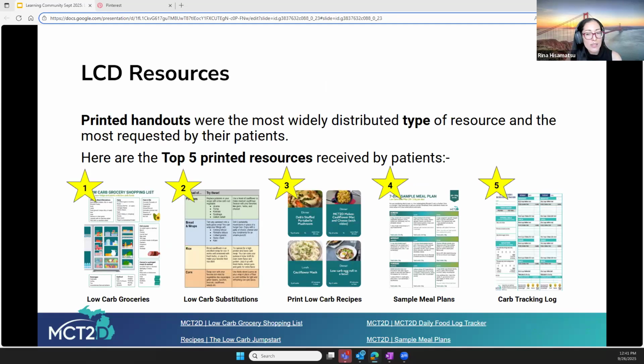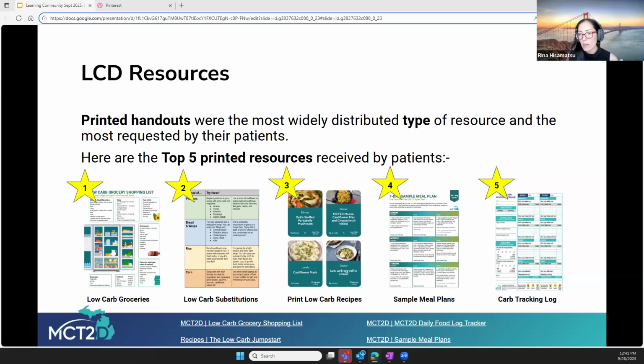One of the key themes that we asked about was in relation to low carb diet resources. So this is not a shocker, but printed handouts were the most widely distributed type of resource in these practices and also the most requested by their patients. So when asked about the top 5 resources that patients received, these are listed here.